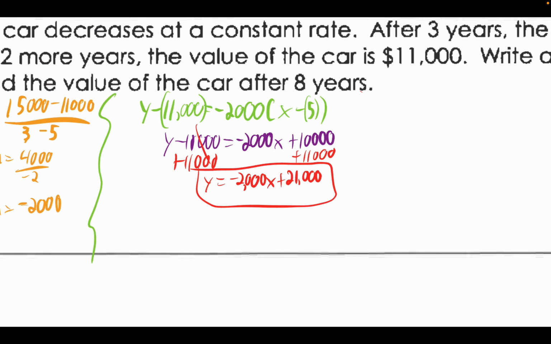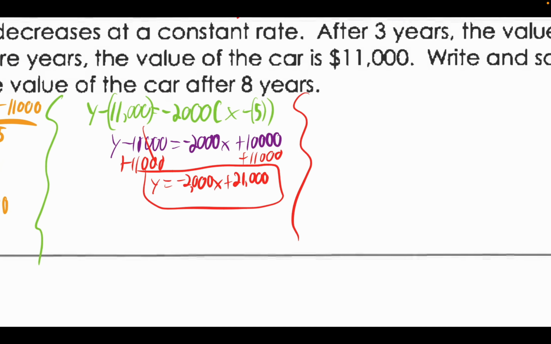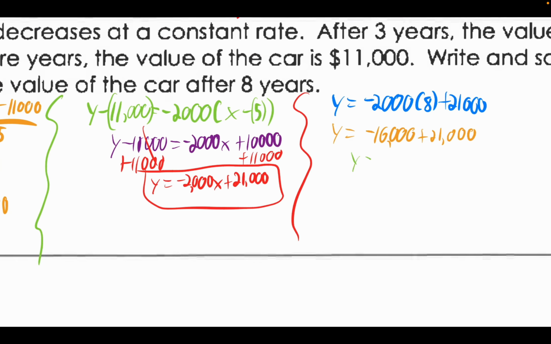And now I will go ahead and use that to figure out the value of the car after 8 years. So I plug in 8 for x, and I get negative 2,000 times 8 plus 21,000. Then from there, I multiply negative 2,000 times 8, and I get negative 16,000 plus 21,000, which ends up giving me $5,000.